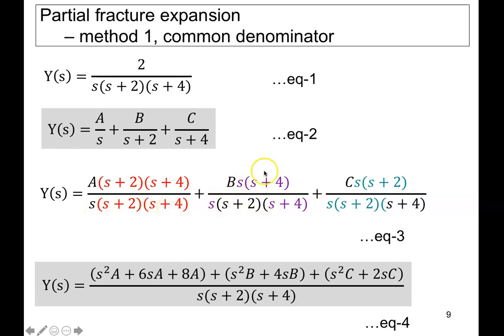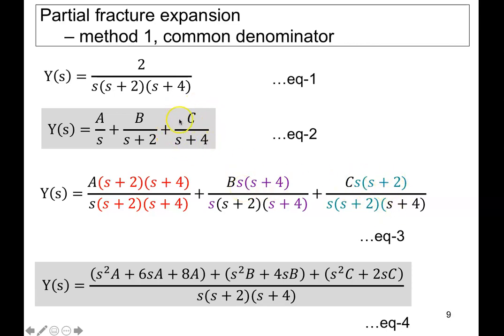For the second term, I have s plus 2 in equation 2. To make that into a common denominator, I need to multiply that by s and s plus 4. But I can't multiply that just to the denominator. I need to multiply the same terms to the numerator as well. So multiply s and s plus 4 to the denominator, and you multiply the same terms to the numerator.